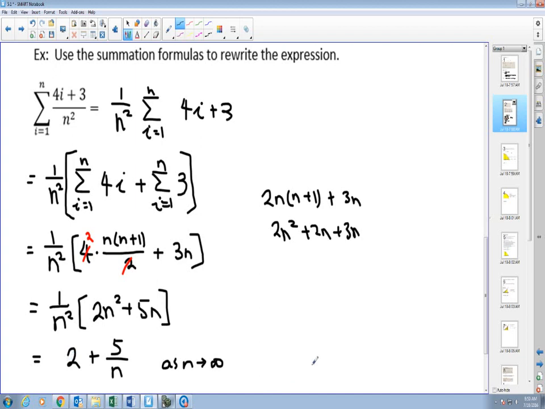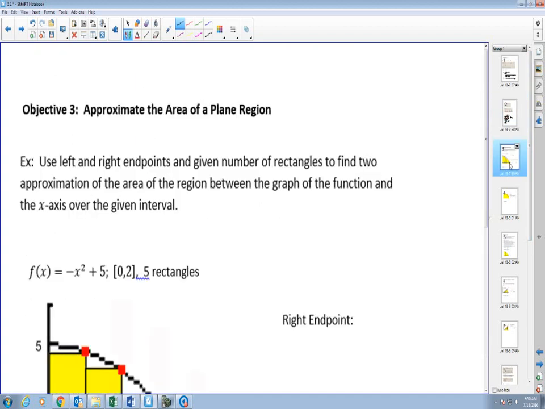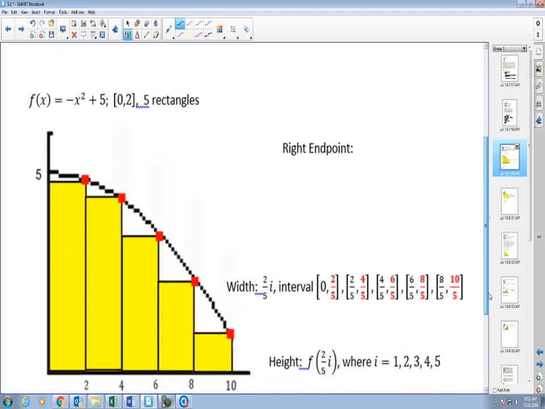Alright, so what does summation have to do with area under the curve? This is how it goes. It starts off with an approximation. Let's say we want to approximate the area of a plane region. I'm going to use the so-called left and right endpoints in a given number of rectangles to find an approximation of the area of the region between the graph of the function and the x-axis over the given interval. So I already drew the picture for you.